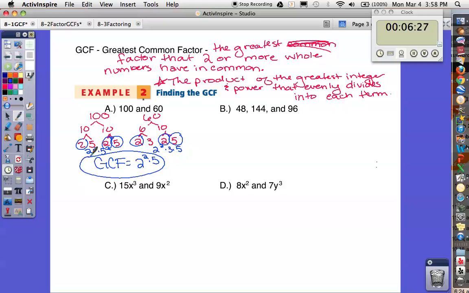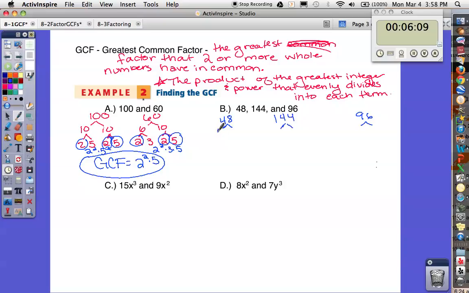Again, even if you think you can do it in your head, I would like to see your factor trees or your ladders as your work. So break 48 apart, break 144 apart, and break 96 apart. You can do a factor tree or a ladder. I'm doing a factor tree because I've seen in the past that that's more of what you guys know.